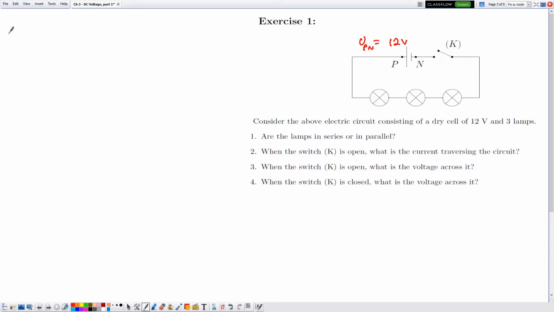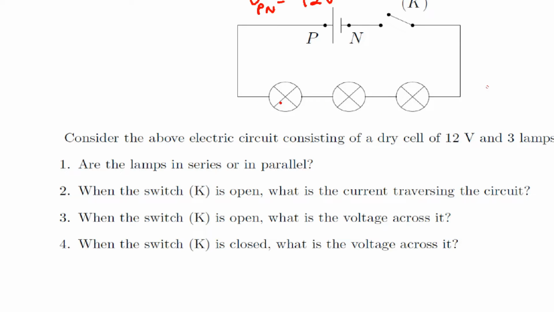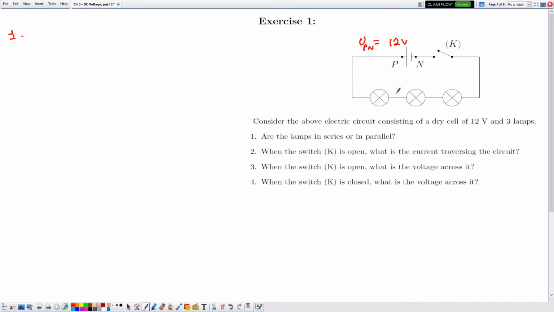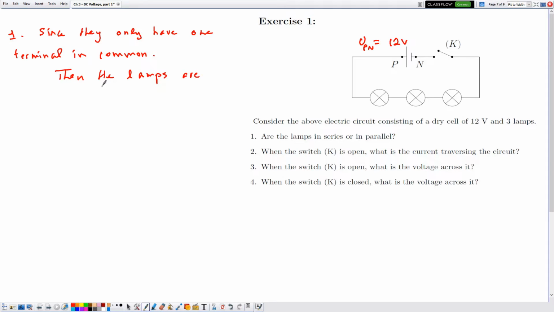Okay, in number 1 they are telling me, are the lamps in series or in parallel? Notice that here the 3 lamps only have one terminal in common. For this reason the 3 lamps are in series.